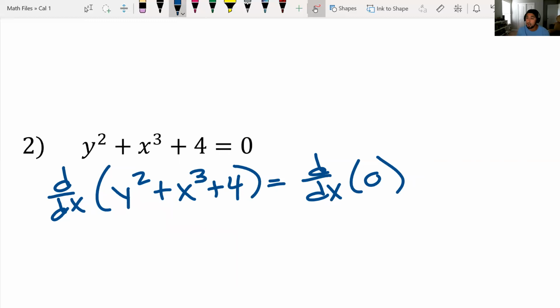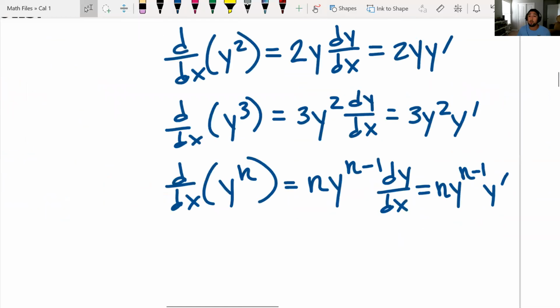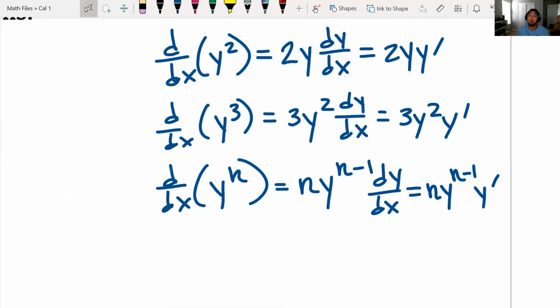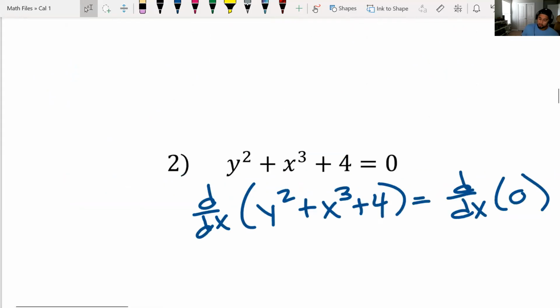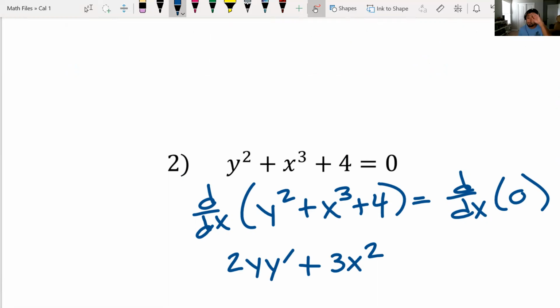d over dx applied to both sides. Now, let's take the derivative of y squared with respect to x. Follow that little key I made. The derivative of y squared is going to be 2y dy over dx, or 2y y prime. Like I said, I'm going to stick with primes. So here we go. You will get 2y y prime plus 3x squared. The derivative of 4 is 0. And on the right side, the derivative of 0 is still 0.